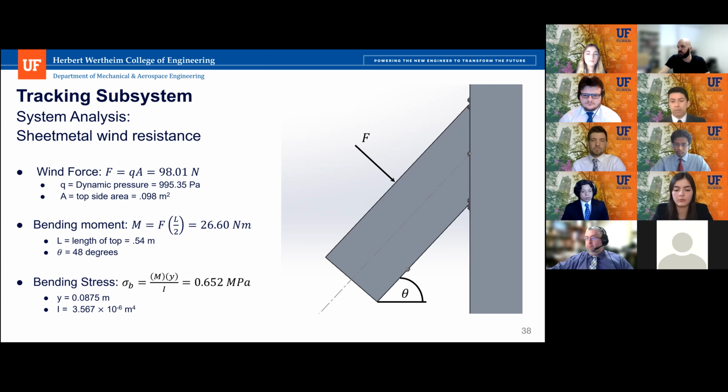And then once we found the second moment of area of a square tube, which is the shape of the mounts, the maximum bending stress was found to be fairly low, 0.652 megapascals.